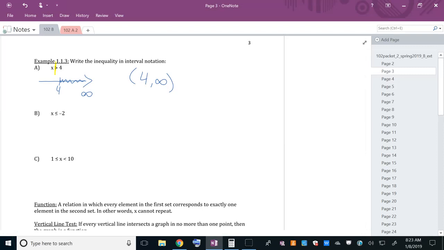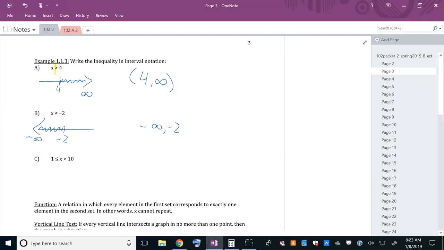Now I've got x is less than or equal to -2. So here's my number line with the -2. Since it's less than, I shade to the left. I keep going to the left. So an arrow pointing to the left is negative infinity. So my interval is negative infinity, comma -2.